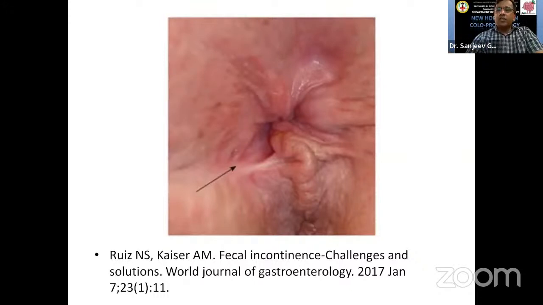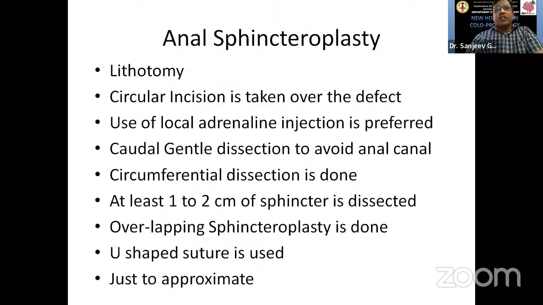So you take a circular incision there and you inject local adrenaline, which is preferred, and that will lead to less blood in the field of operation, and that would be better to identify the muscles. Following the circular incision, you just sharply dissect gently, and you have to be careful that you do not damage the anal canal. Then you move your dissection circumferentially and you identify the muscles.